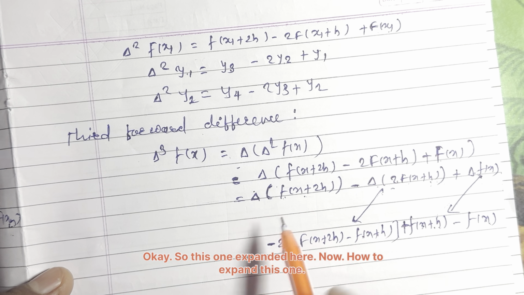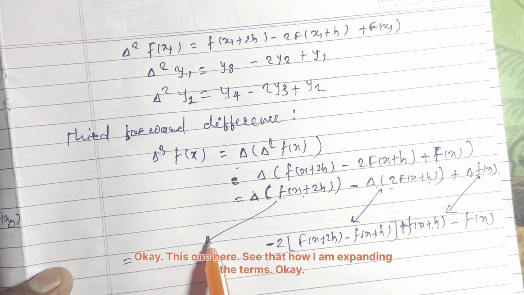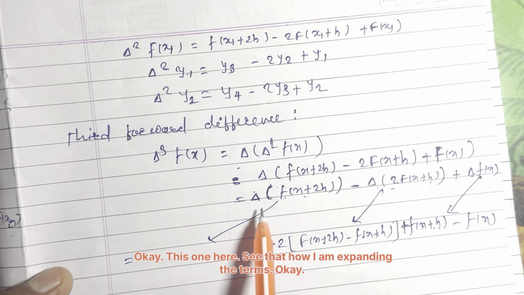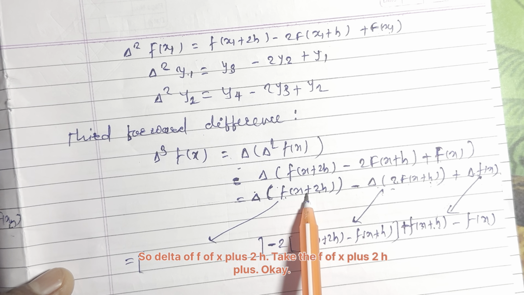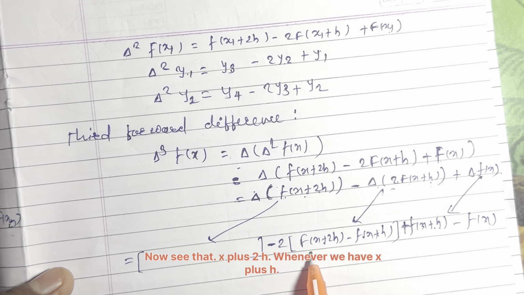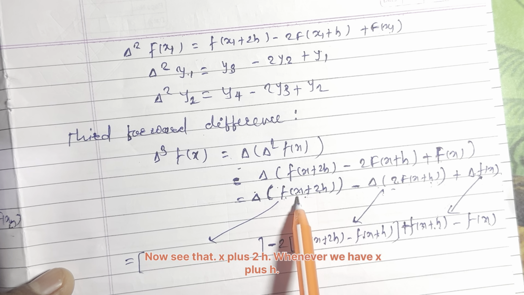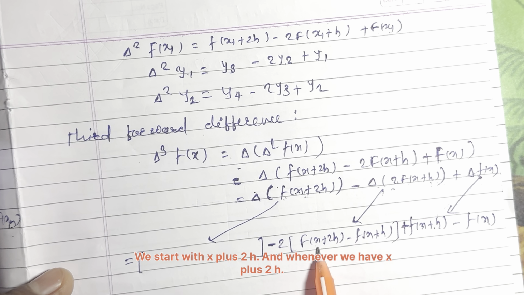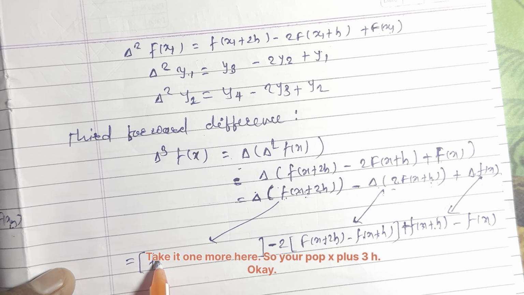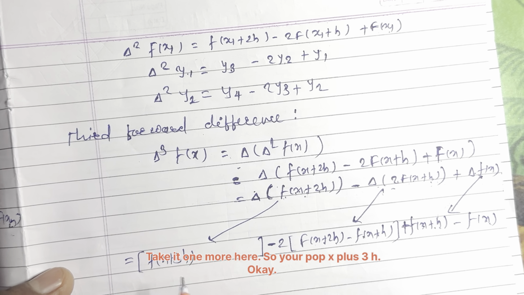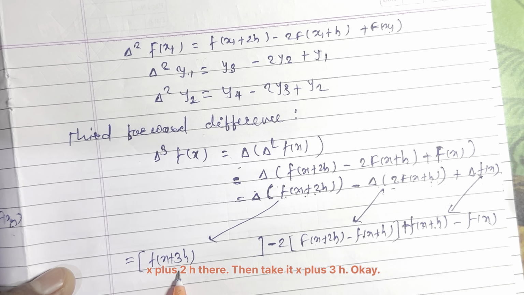Now how to expand this one? See how I'm expanding the terms. Delta of f of x plus 2h: take f of x plus 2h first. Whenever we have x plus h, we start with x plus 2h, and whenever we have x plus 2h, take one more, so f of x plus 3h. If x plus 2h is there, then take x plus 3h.